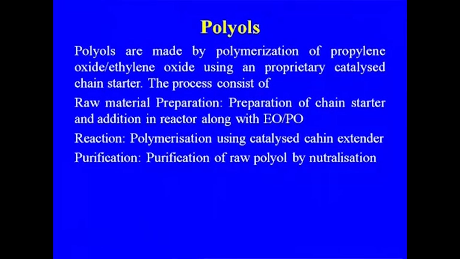So, let us come to another important outlet for propylene, which is polyols, finding wide application in the manufacture of polyurethane. Polyols are made by polymerization of propylene oxide and ethylene oxide using a proprietary catalyst chain starter. The process consists of a raw material preparation section, reaction section and purification section. In raw material preparation, the chain starter is prepared and added to the reactor along with ethylene oxide and PO. Then, after the retention time and polymerization using the catalyzed chain extender, purification involves purification of the raw polyol by neutralization.